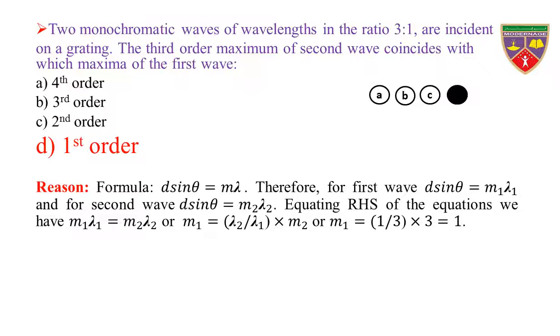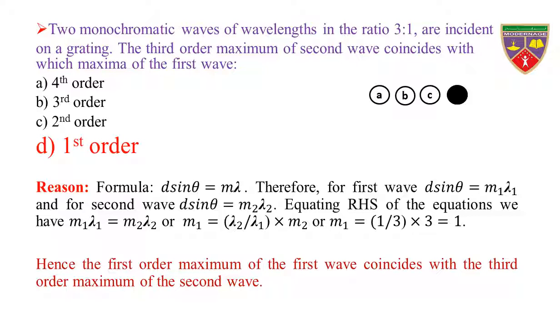Reason: formula, d sin theta is equal to m lambda. Therefore, for the first wave, d sin theta is equal to m1 lambda 1, and for the second wave, d sin theta is equal to m2 lambda 2. Equating the right hand side of the equations, we have m1 lambda 1 is equal to m2 lambda 2, or m1 is equal to lambda 2 divided by lambda 1 into m2, or m1 is equal to 1 by 3 into 3, which is equal to 1. Hence, the first order maximum of the first wave coincides with the third order maximum of the second wave.